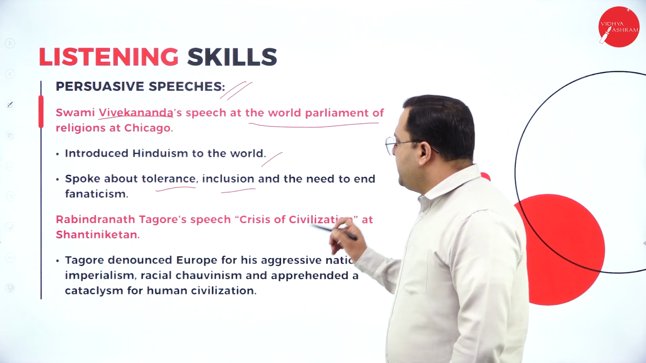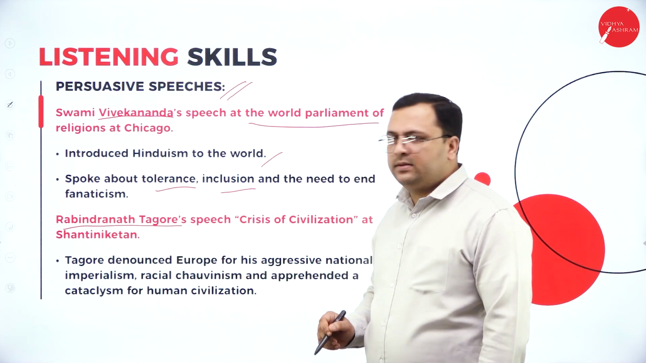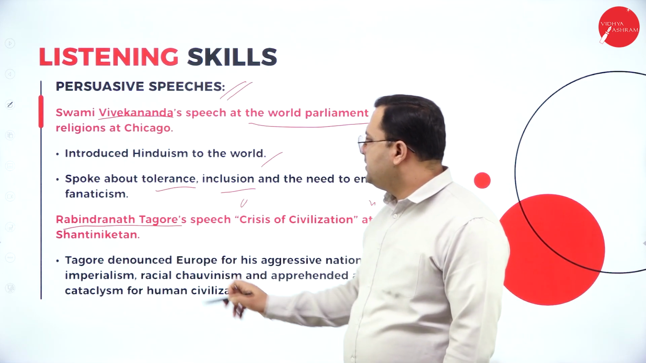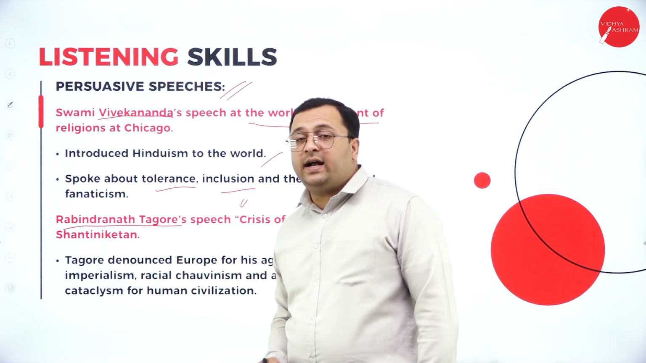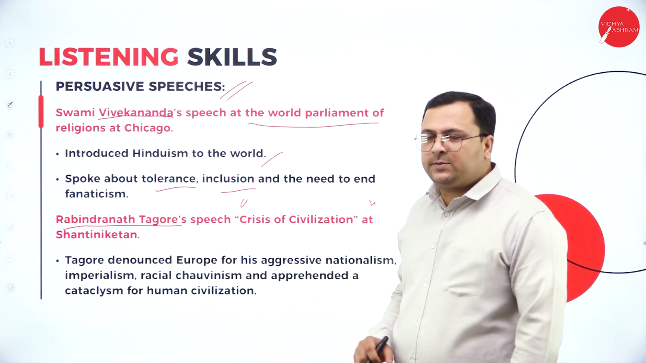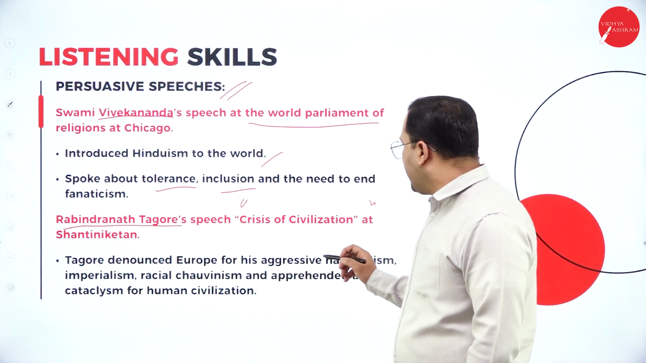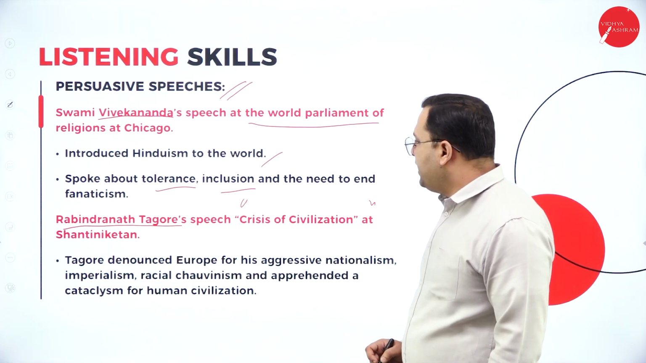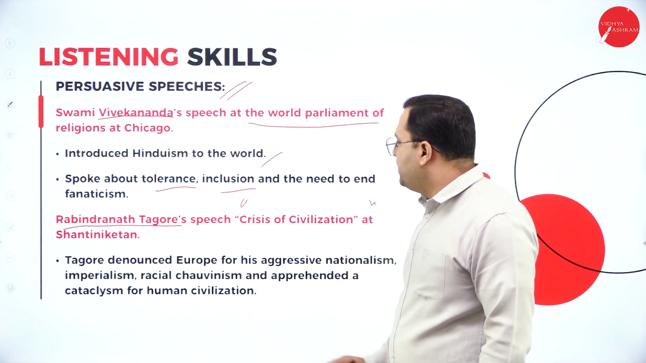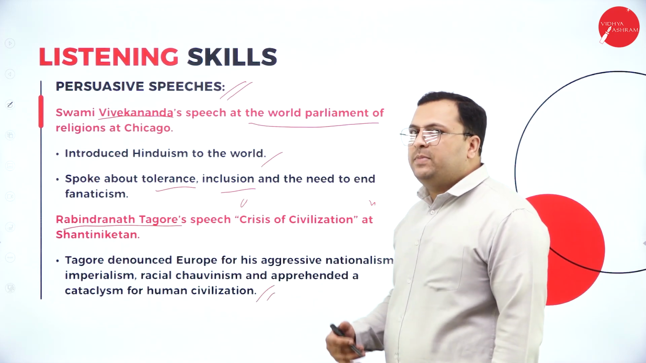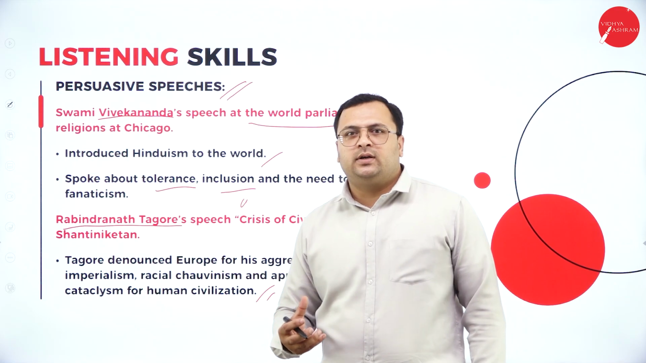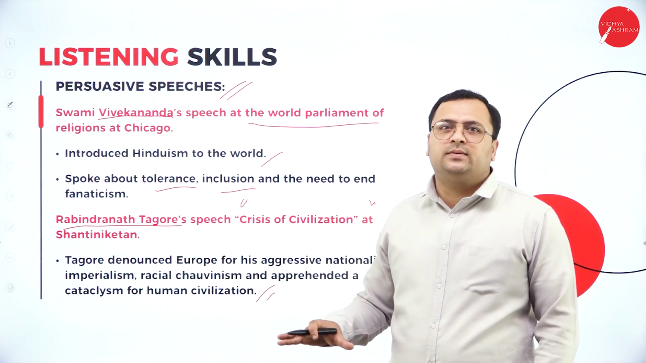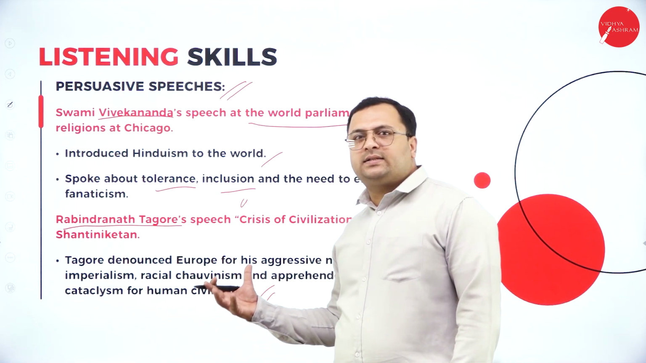There is one more speech by Rabindranath Tagore, a poet and a freedom fighter, and it is titled Crisis of Civilization. This is a speech given at Shantiniketan. In this speech, Tagore denounced Europe for its aggressive nationalism, imperialism, racial chauvinism, and apprehended a cataclysm for human civilization. He actually blames the European culture, which he strongly believed had all good qualities, and finally he denounces it by giving the example of India's situation.